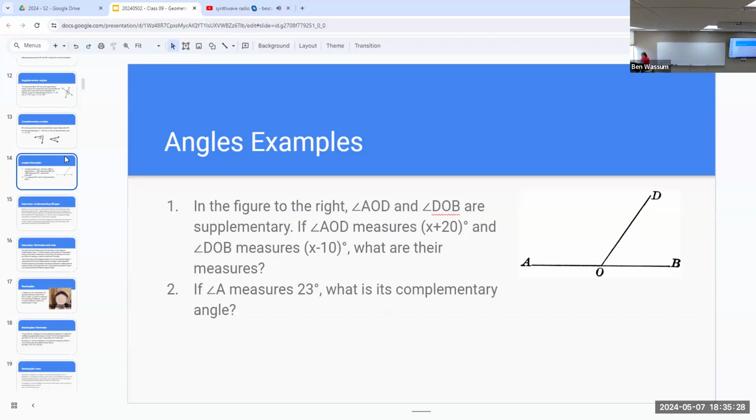It says in the figure to the right, angle AOD, that would be the one starting with A, going to O, and then going to D, and angle DOB are supplementary. Well, yeah, that makes sense. This one and this one add up to a straight line. If angle AOD measures x plus 20, angle DOB measures x minus 10. What are their measures?